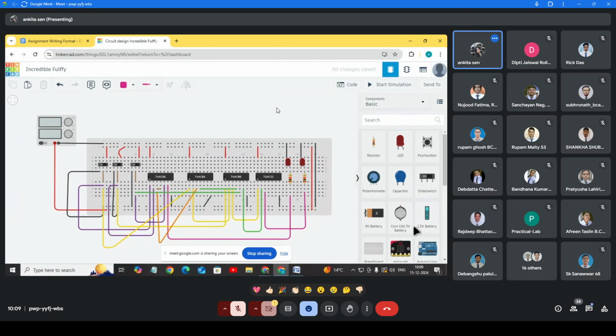Okay, is that correct? Whatever I have done, is that correct? Or let me know, is there any mistake? Okay, let's start the simulation.